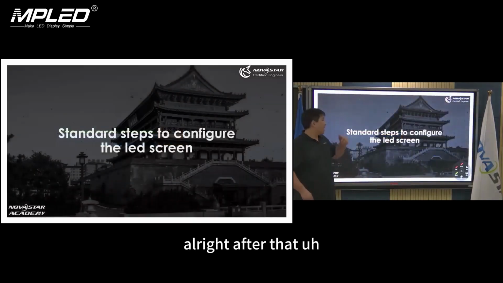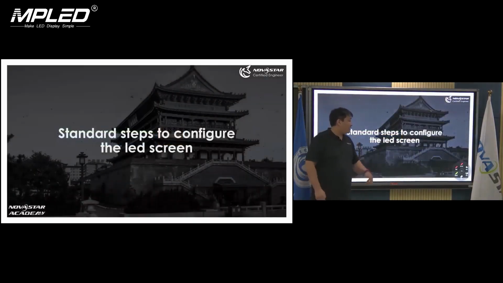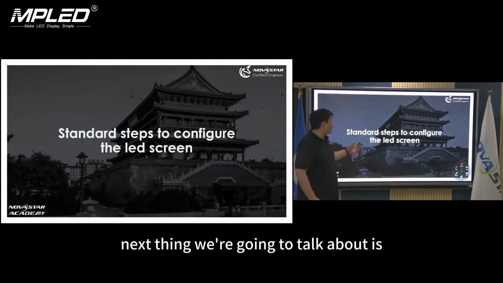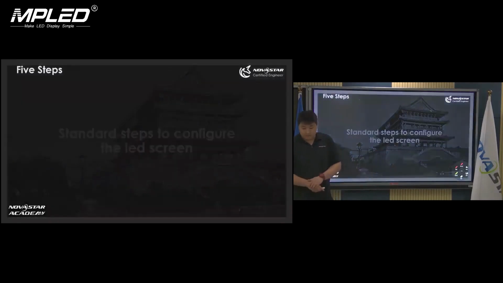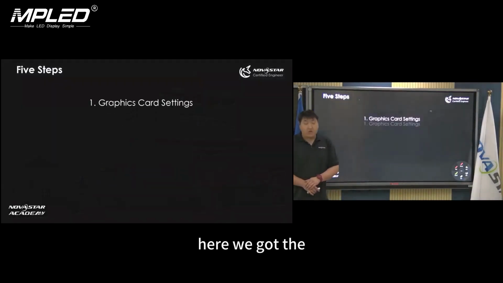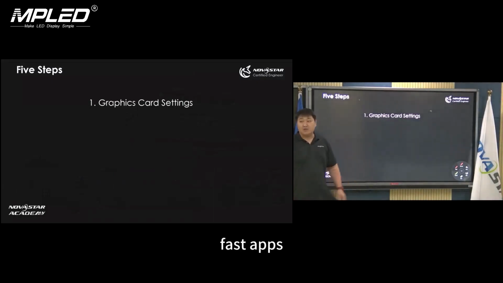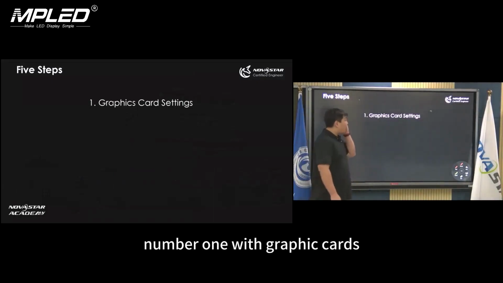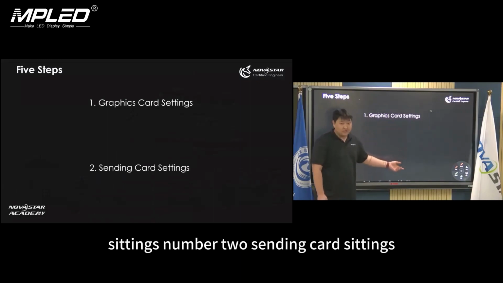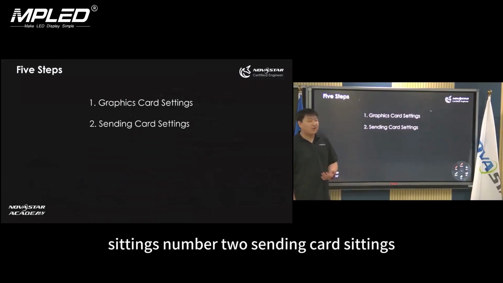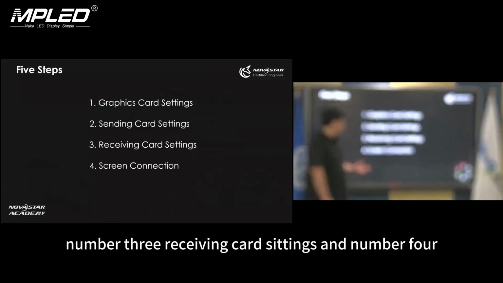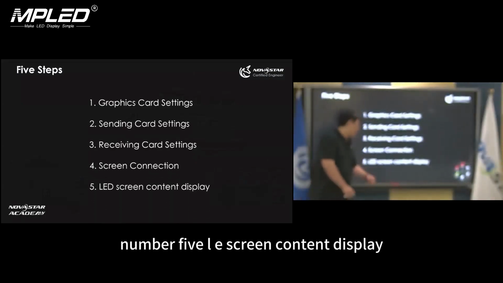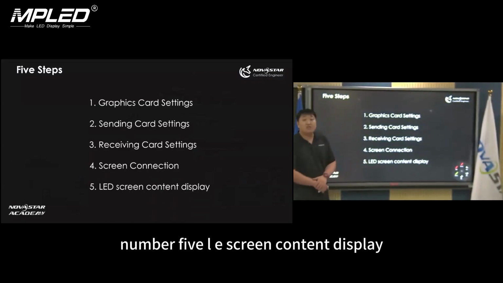All right, after that, next thing, we're going to talk about the standard steps to configure the LED screen. Here we got the 5 steps. Step number 1, the graphic card settings. Number 2, sending card settings. Number 3, receiving card settings. Number 4, screen connection. Number 5, LED screen content display.